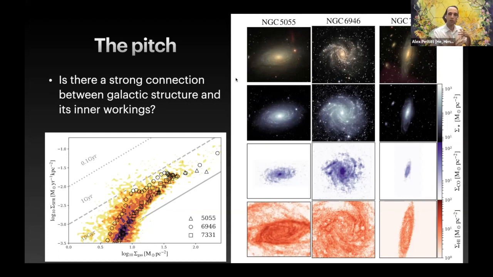So the idea here is we're trying to simulate a bunch of specific nearby galaxies. We're concentrating on disks and trying to understand what makes them tick. How does their global structure, their surface density, their rotation curve, their mass profile, how much gas they have, etc., inform their inner workings of how they're going to evolve and change and how they're going to form stars.